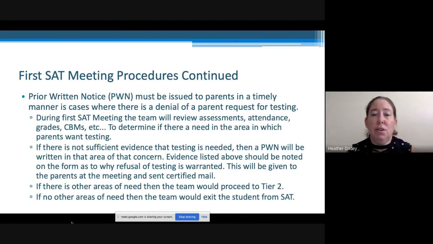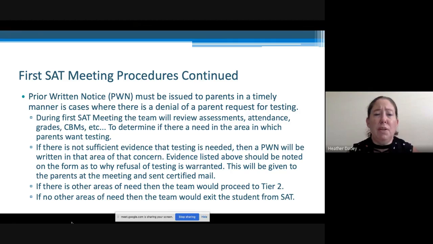So you might have a student that doesn't qualify for reading and you do a PWN, but they do qualify for Tier 2 in math and you would proceed with Tier 2. So at that first initial SAT meeting, the PWN needs to be written and given to parents. So how do you determine if a student or a parent request should receive a PWN?